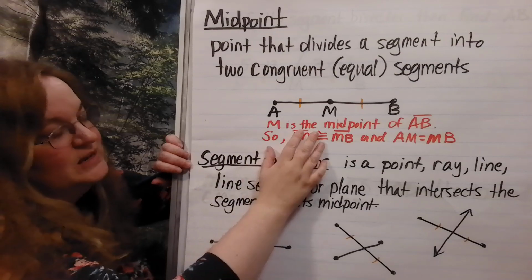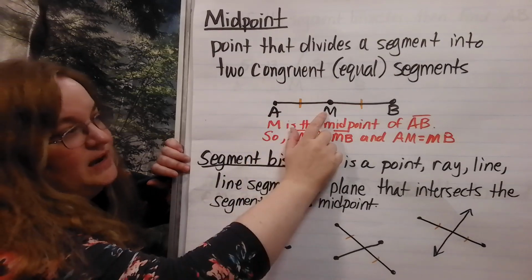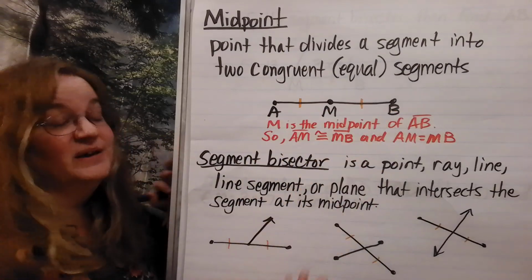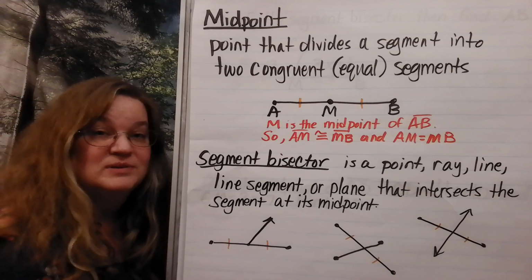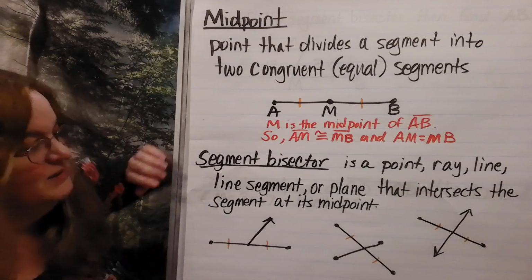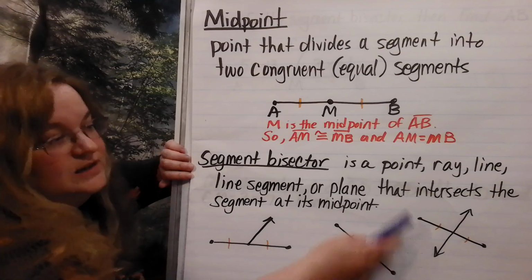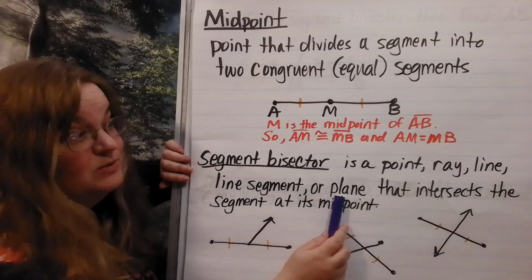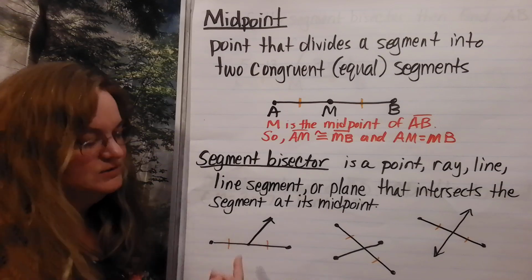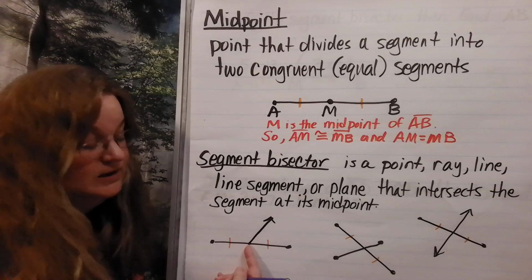Okay, and what we know is AM has to equal MB, and that's really useful when we're solving some of these problems that we're going to be looking at. Okay, a segment bisector, sometimes you're asked to identify that. It can be a point, ray, line segment, or plane. It's just something that intersects a segment at the midpoint.